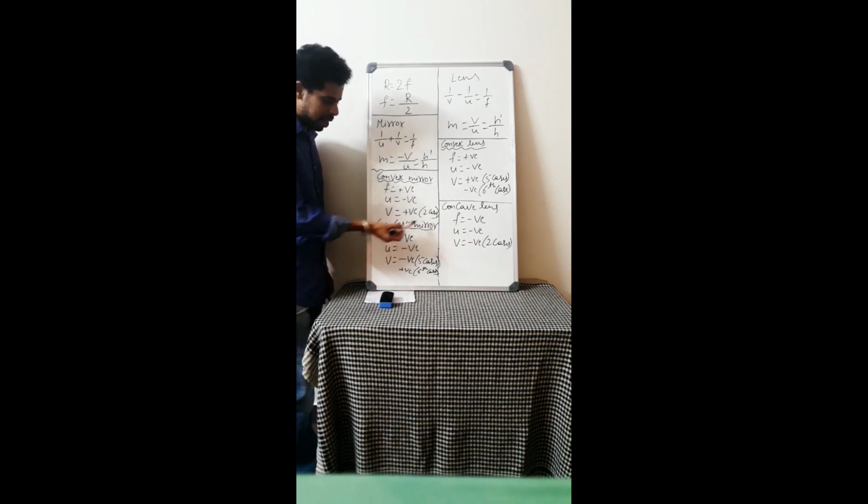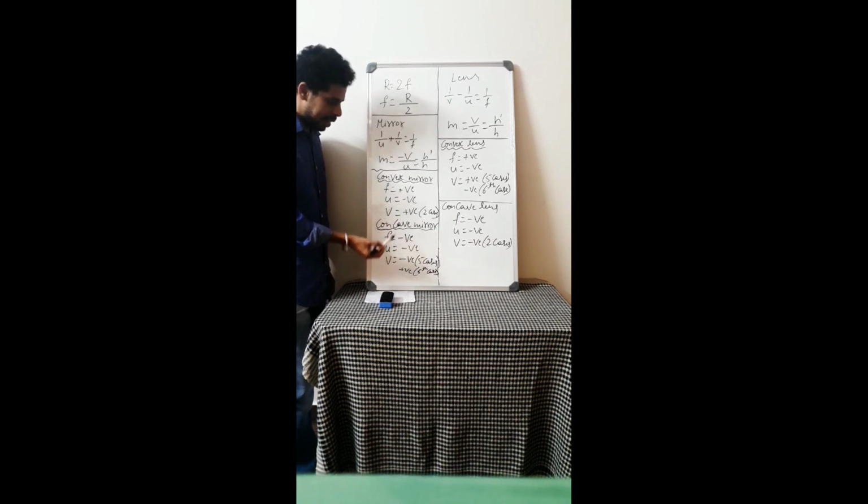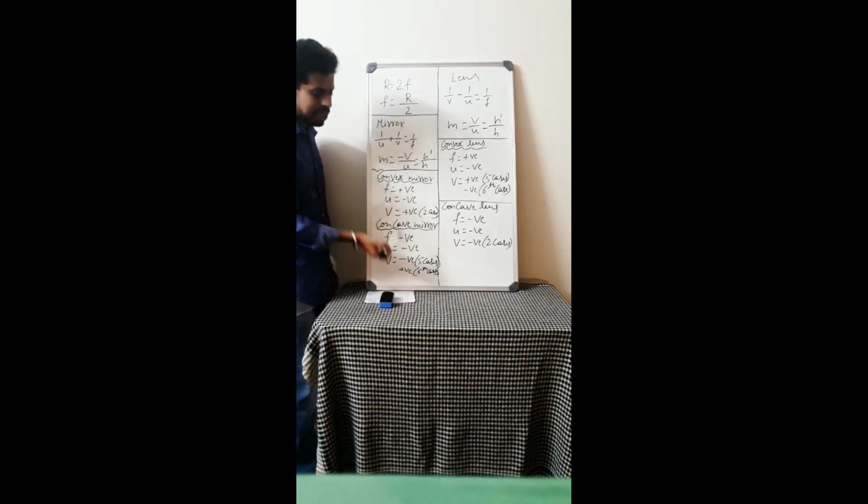Similarly for a concave mirror, focal length is negative and object distance is negative. Image distance here, in the first five cases you will get as negative because the image will form on the same side as the object. But in the last case, the image will be formed behind the mirror. That is the virtual and direct case.